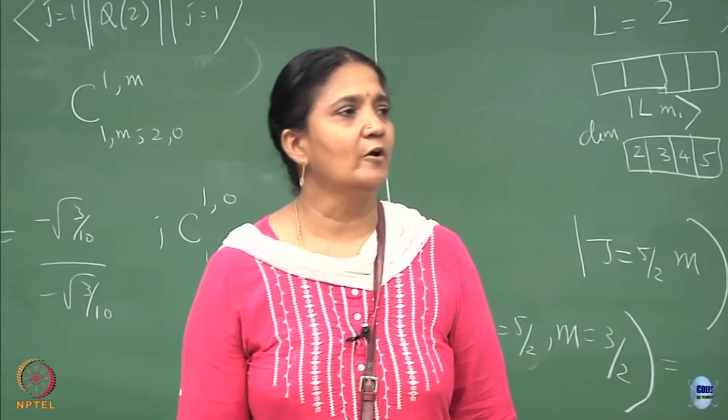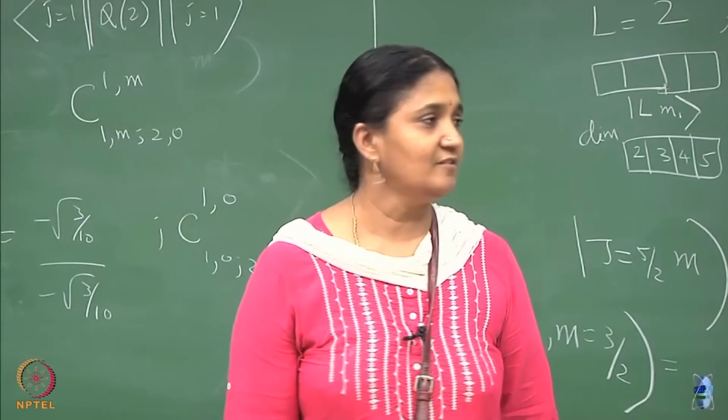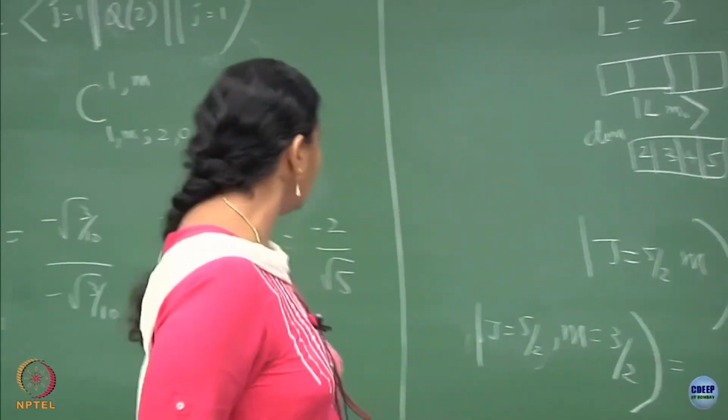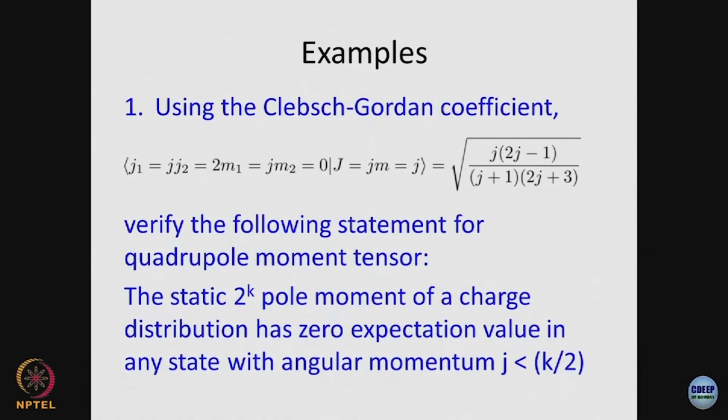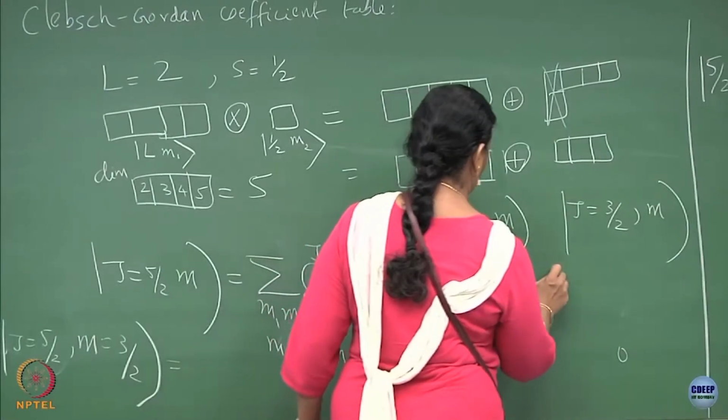Use the Clebsch-Gordan coefficient. Okay. So, this notation is equivalent to this notation which I have already explained, but let me put that notation also for you. Sometimes people write this also as an inner product.